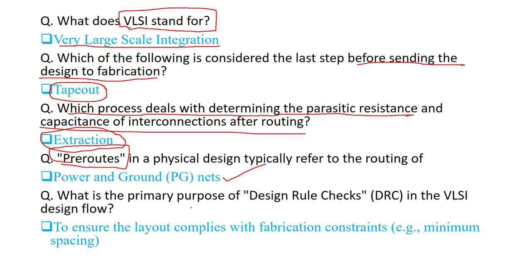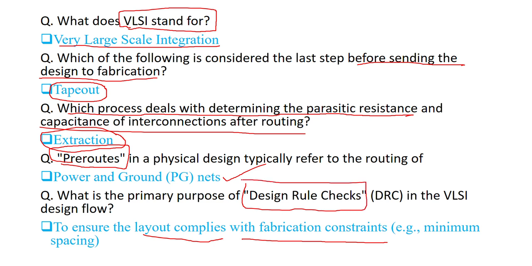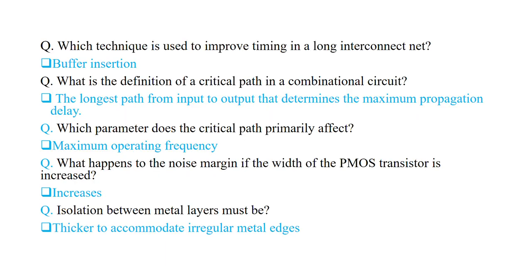The primary purpose of design rule checks in VLSI design is basically to ensure the layouts comply with fabrication constraints, that is minimum spacing, transistor sizes and all. So what do design rule checks do? Basically they ensure that the layout you have made meets the fabrication constraints or not.